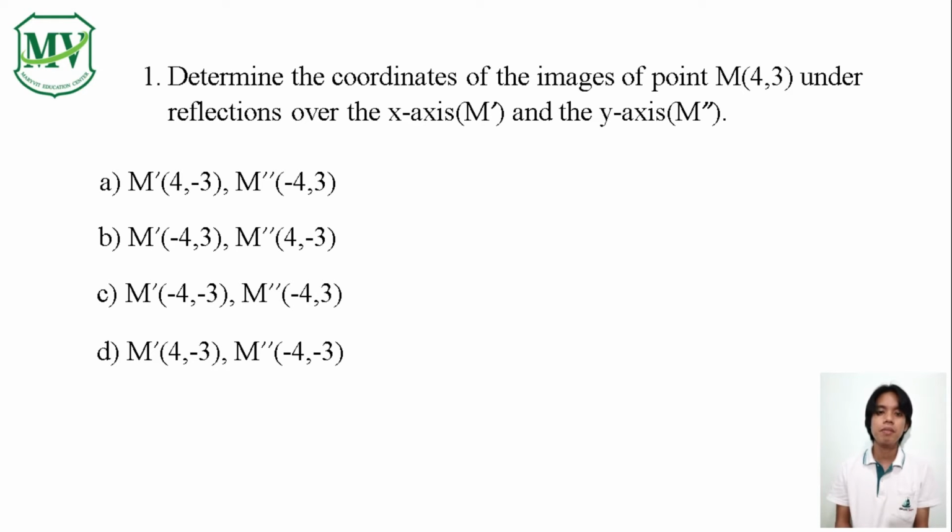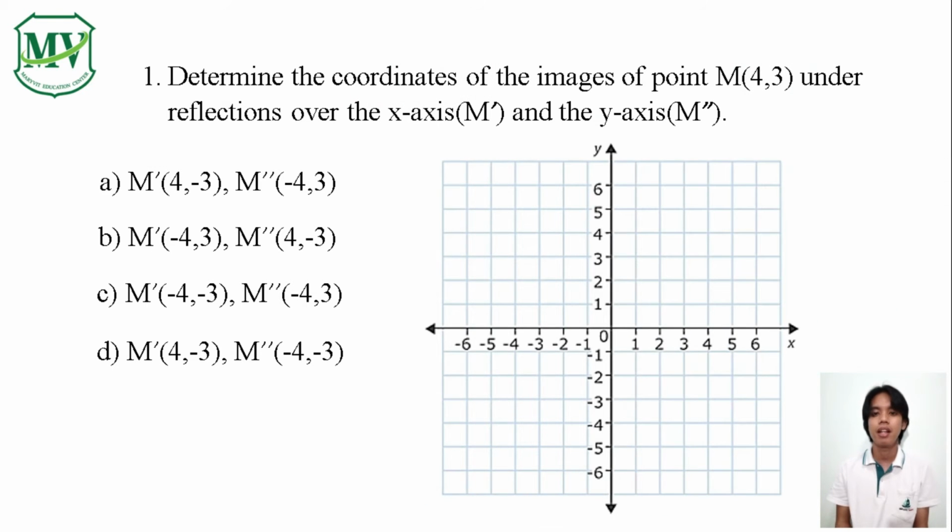In order to determine the answer to this question, we need a coordinate plane. Now let's plot point M, which has a coordinate of (4, 3) in the coordinate plane. To find the coordinates of image M', we count how many units the point M is away from the axis of reflection, which in this case is the x-axis.